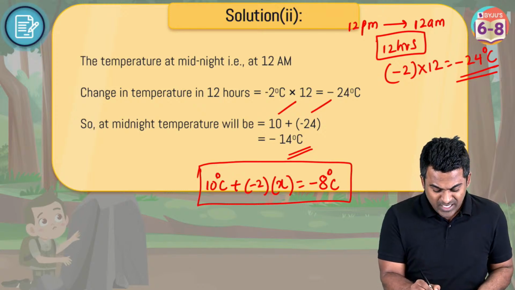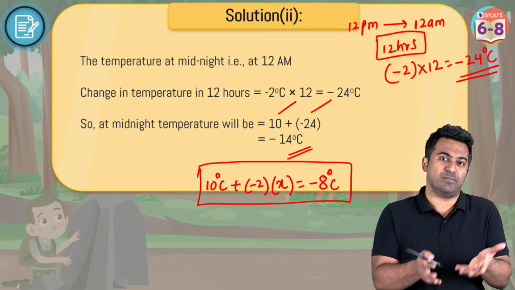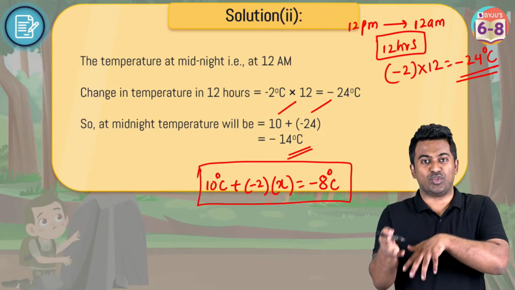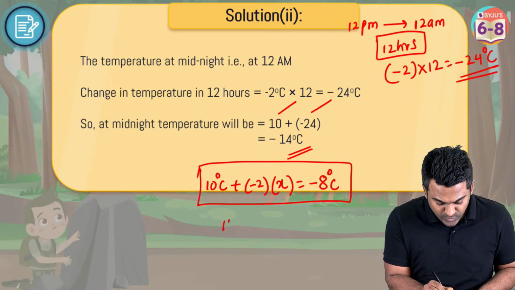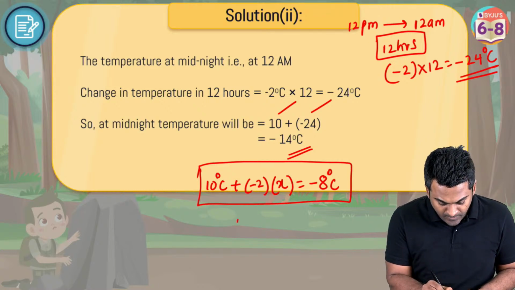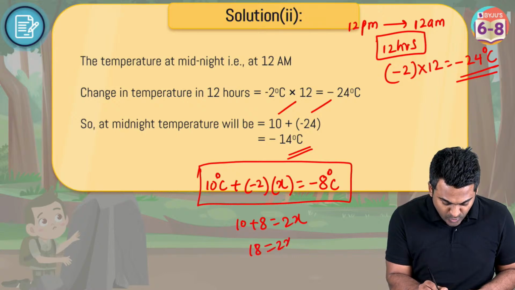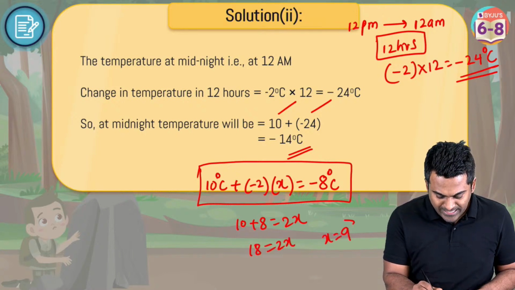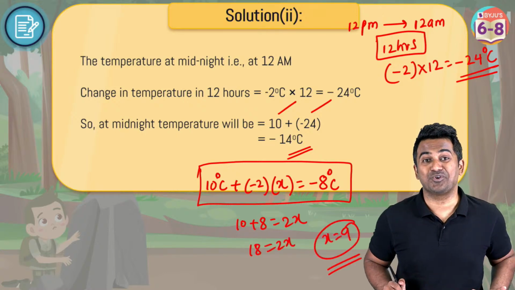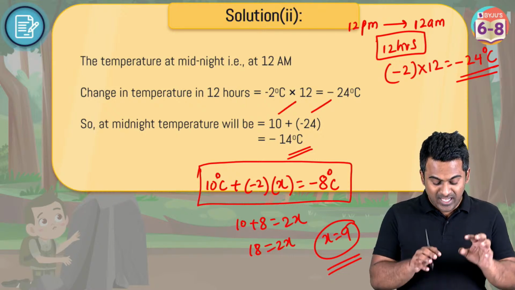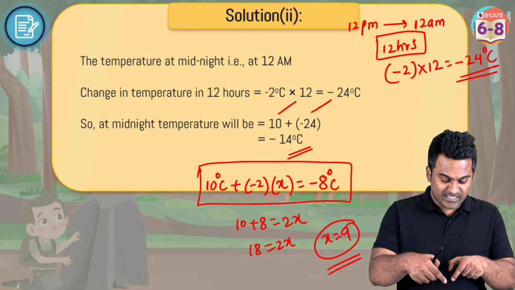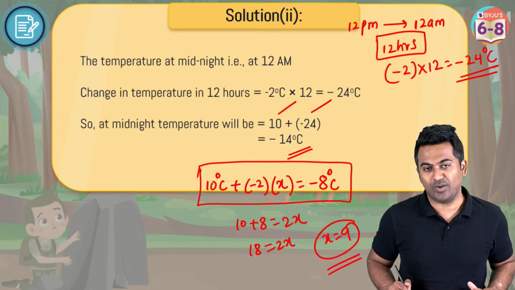You simply have to solve this. So minus 8 comes to the left side, it becomes plus 8. Minus 2x goes to the right hand side, it becomes plus 2x. So this becomes 10 plus 8 is equal to 2x. 18 is equal to 2x, dividing both the sides by 2, x is equal to 9. So that has got to be 9 p.m. Okay, so this is an equation method, and this is, you know, the regular way in which you are going to solve it.